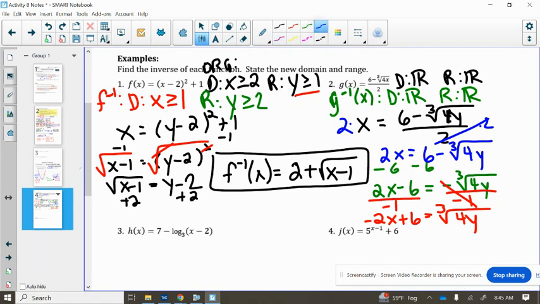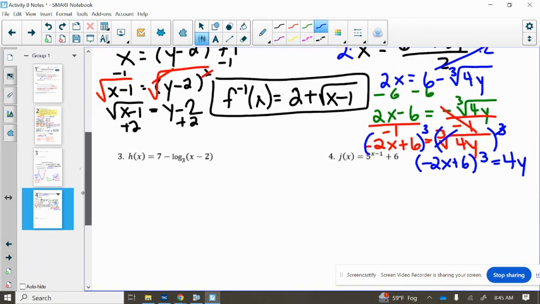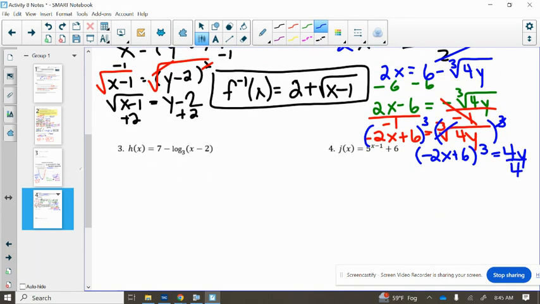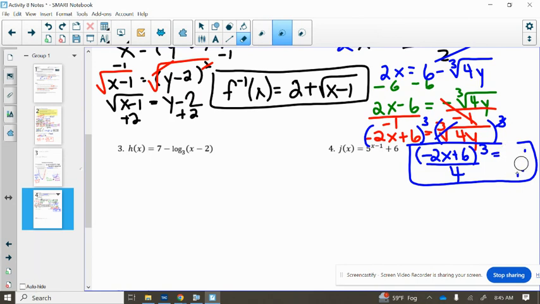Now to undo a cube root, remember we are going to raise it to that opposite power of 3. So we have negative 2x plus 6 to the third power equals 4y. And then divide everything by 4. This ends up being our value then for g inverse of x. Let's save a little room. So this is our inverse function, g inverse of x.